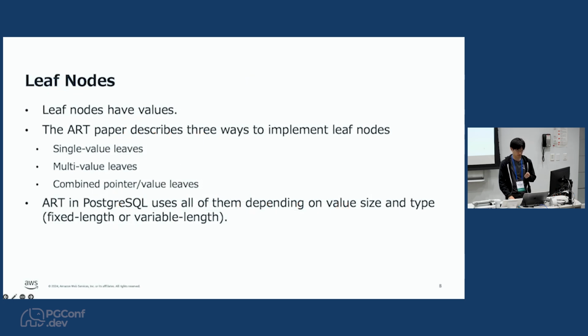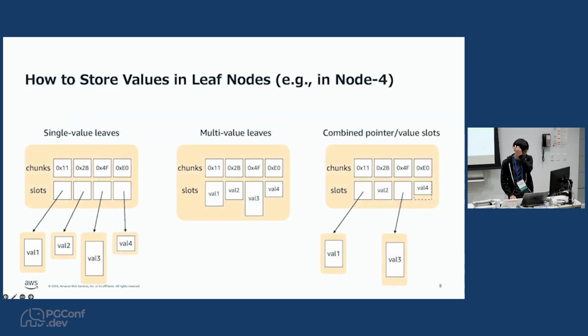The values are stored in the leaf nodes of the radix tree. The original ART paper describes 3 ways to implement the leaf nodes, that is, how to store the value in the leaf node: single-value leaves, multi-value leaves, and combined pointer/value leaves. Actually, the ART in PostgreSQL uses all of them, depending on the value size and its type, like fixed-length value or variable-length value. So let me explain the 3 methods.